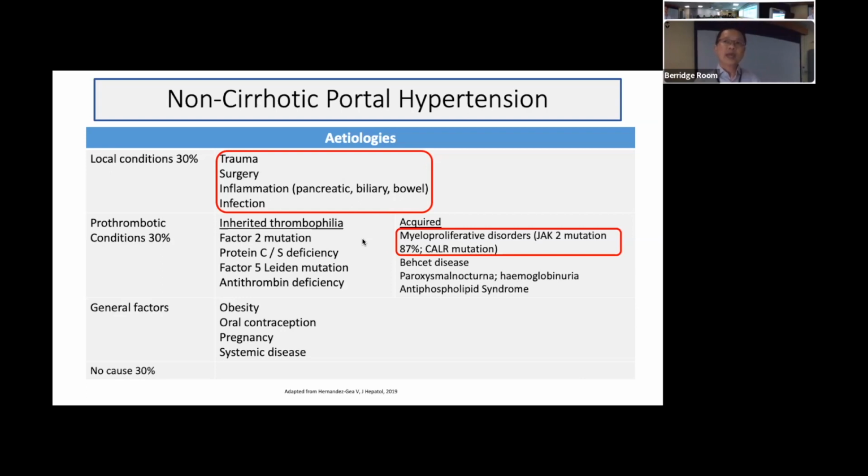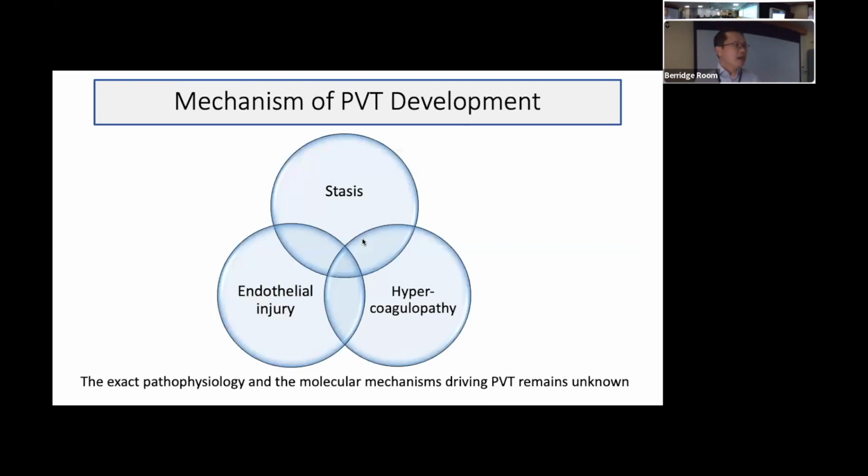vein thrombosis. The other fairly common cause are patients that will have prothrombotic association, inherited or acquired. The acquired one being myeloproliferative disorders, which is very common in that particular category, particularly in patients with the associated JAK2 mutation. And so when a patient comes in with portal vein thrombosis, a young, non-cirrhotic patient, they will do a screen of all those thrombophilia screening. And there are other general kinds of predisposition, and also a third of them, we do not know the underlying cause. The mechanism of portal vein thrombosis is still unclear.